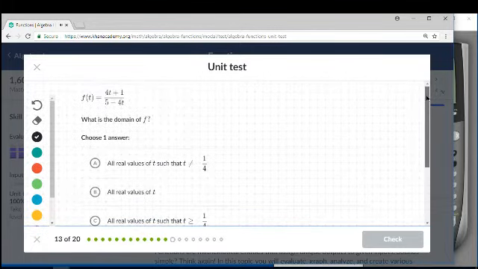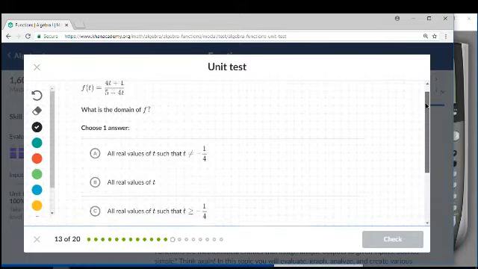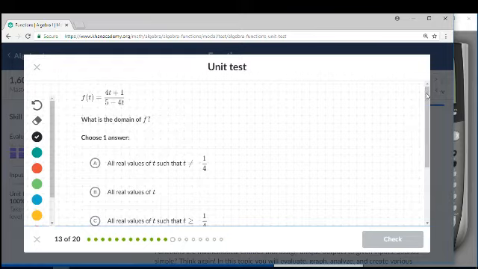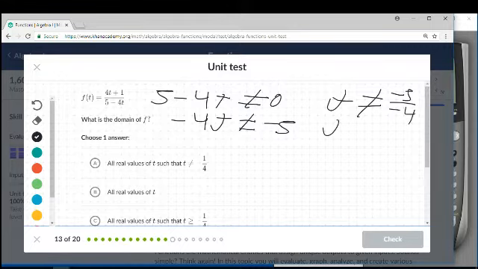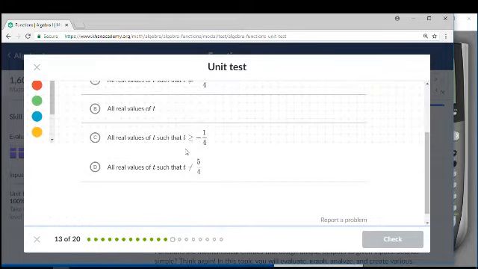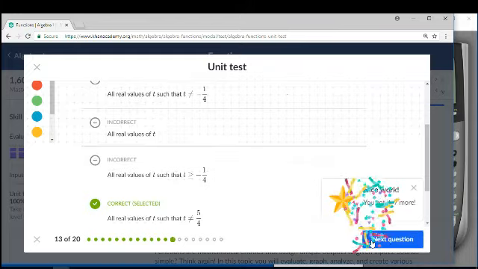All right. For f of t equals 4t plus 1 over 5 minus 4t, we need to find the domain. For the domain here, you just can't have the denominator equal 0. So 5 minus 4t cannot equal 0. Subtract 5 from each side: negative 4t cannot equal negative 5. So t cannot equal negative 5 over negative 4, which means t cannot equal 5/4. That's option D.